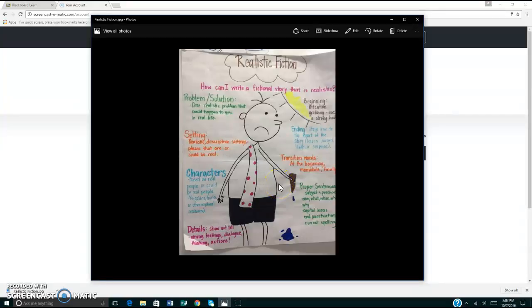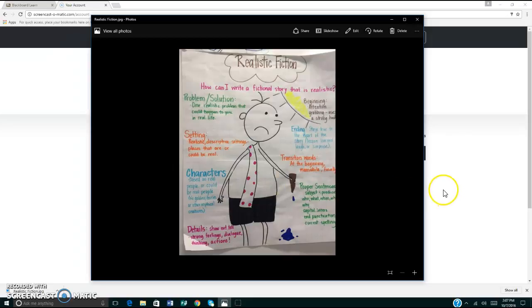Okay, guys, now it's time to really start thinking about realistic fiction because our end in mind for this unit is to not only read a realistic fiction story, but we are also going to be creating a realistic fiction story. You have had a chance for the last few days to really do a deep dive into all the different components of realistic fiction.